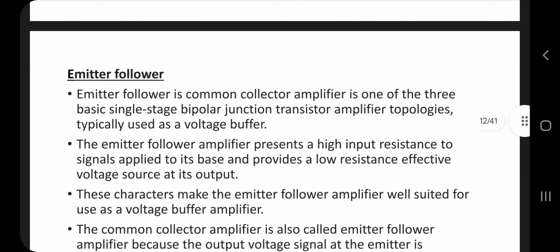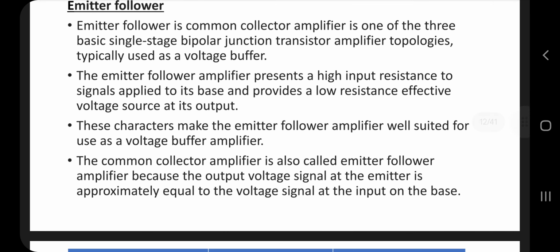What is an emitter follower? Emitter follower, or common collector amplifier, is one of the three basic single stage bipolar junction transistor amplifier topologies, typically used as a voltage buffer. The emitter follower amplifier presents a high input resistance to signals applied to its base and provides a low resistance effective voltage source at its output. These characteristics make it well suited for use as a voltage buffer amplifier.